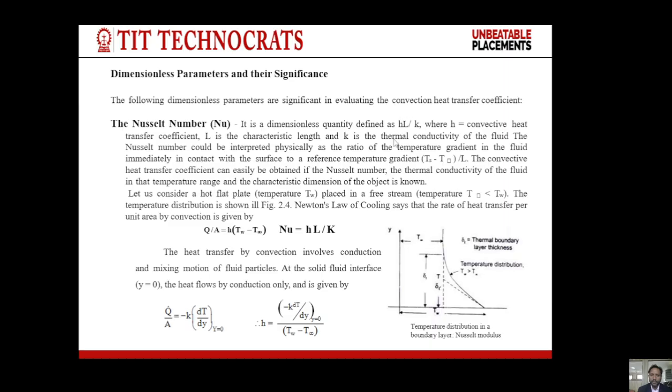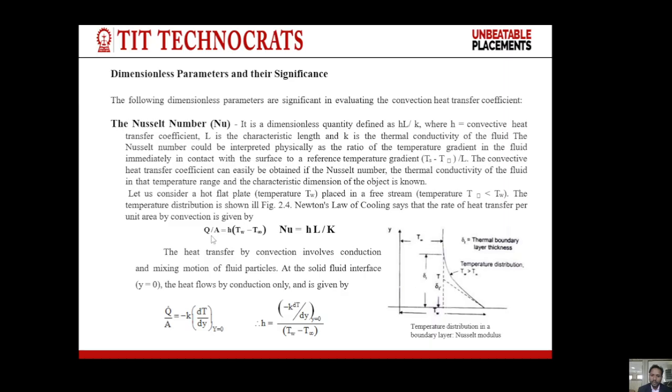Why is this important? Nusselt number could be interpreted physically as the ratio of the temperature gradient in the fluid immediately in contact with the surface to a reference temperature gradient, Ts minus T infinity upon L. So this is the profile where we have the temperature distribution in a boundary layer, and it is also known as Nusselt modulus.